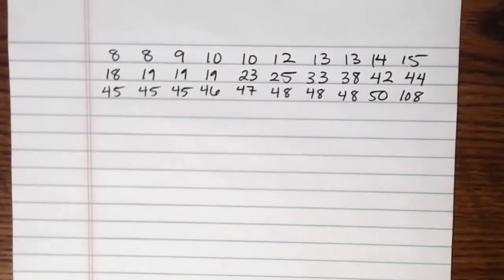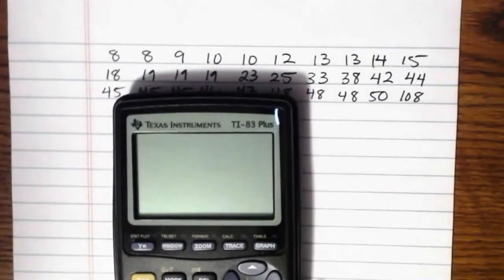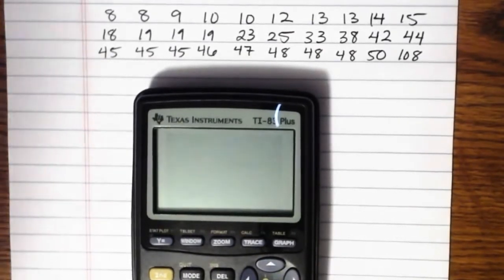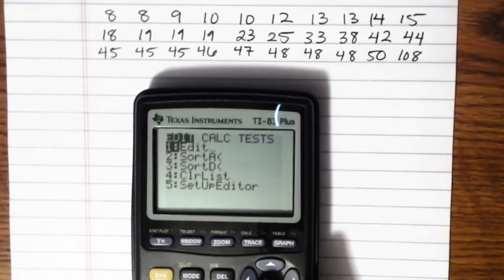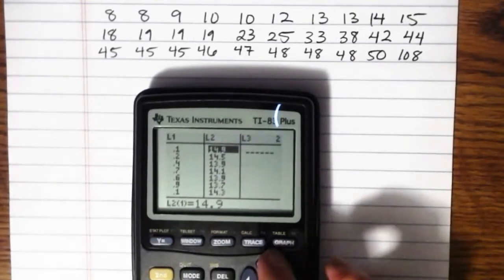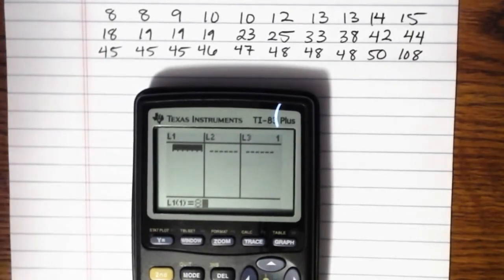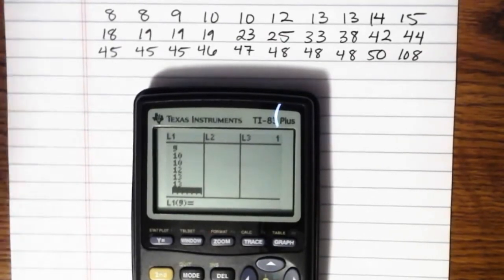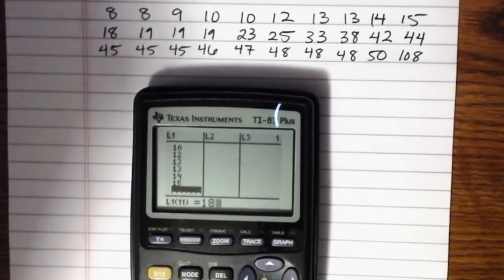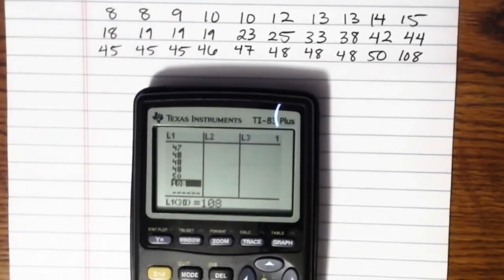Now, if we're going to make a box and whisker plot, whether doing this by hand or on the calculator, we'll need to start by putting the data into a list in the calculator using the procedure that we've already learned. So we will go into Stat and select option 1 for Edit. If you have data that are already in there, you'll want to clear them out. And then we're just going to be putting in these values: 8, 8, 9, 10, 10, 12, 13, 13, 13, 13, 14, 15, 18, 19, 19, 19, 23, 25, 33, 38, 42, 44, 45, 45, 45, 46, 47, 48, 48, 48, 50, and 108. Okay, so we've got all of our pieces of data in there, all 30 pieces.